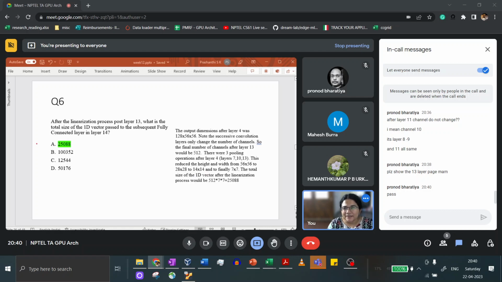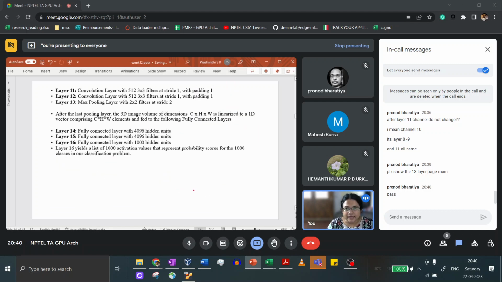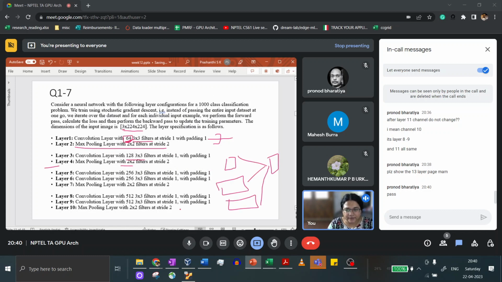Yeah, sure. So the answer is A, 25088. So let's see. We did till layer 4, right? So 128 cross 56 cross 56. Whenever you get such questions that involve lengthy computation, first ask yourself, do I need to sit and do this for all of them? If you have to do 9 layers of computation, it will at least take you 5-6 minutes, right? So it's important to look at that.